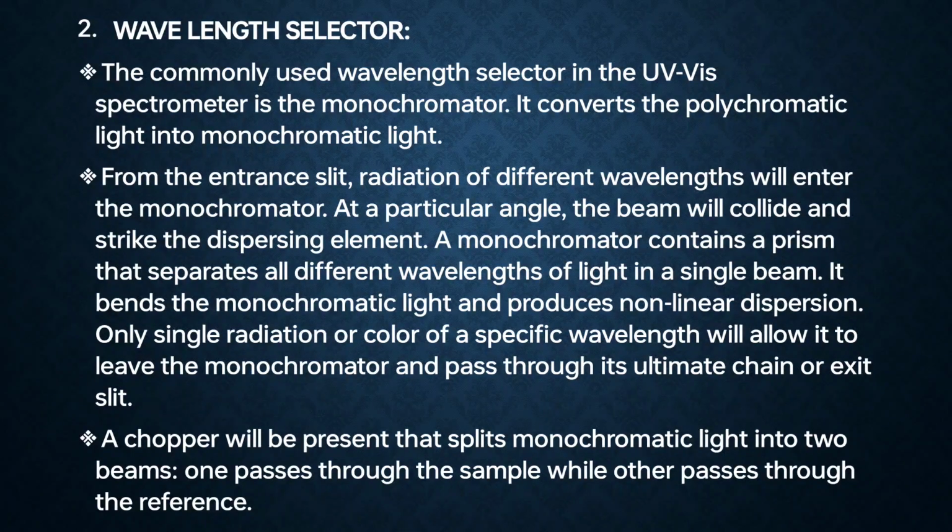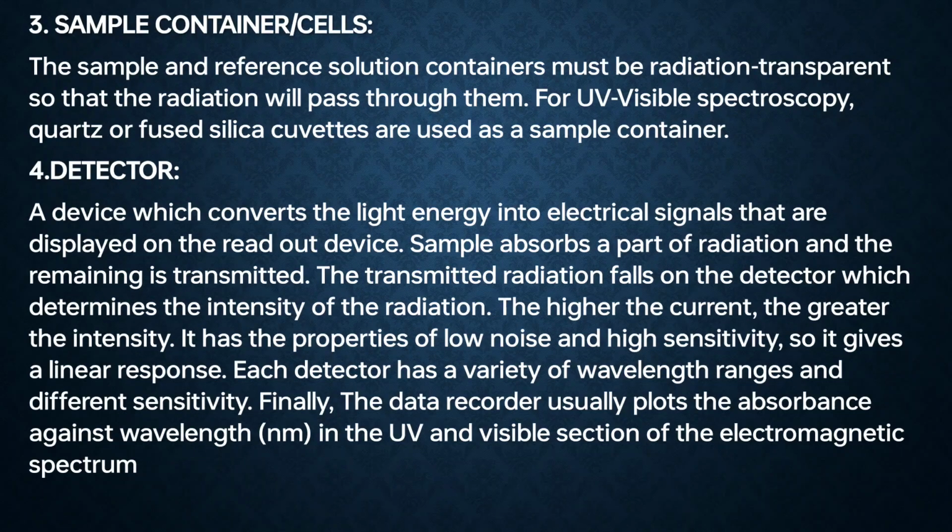A chopper will be present, which helps to split the monochromatic light into two beams, one that passes through the sample while the other passes through the reference, like in double beam spectroscopy.